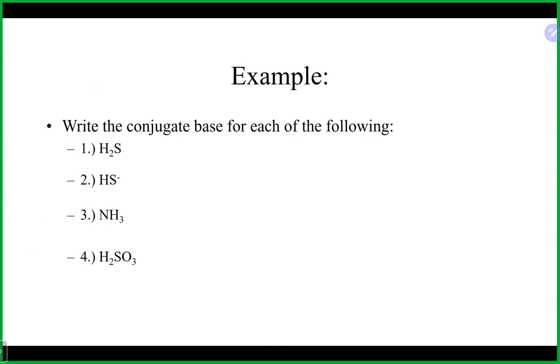All right, so for each of these, write the formula for the conjugate base. So if you're starting with each of these, write the formula you should get for its partner, the conjugate base.